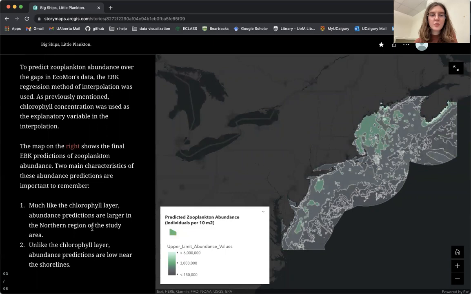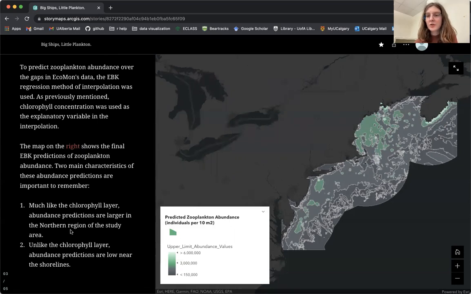So to predict the zooplankton abundance over the gaps, I used EBK regression, which is a method of interpolation. There's lots of methods of interpolation I could have used, but this was a straightforward one that had an explanatory variable I could input. And again, that explanatory variable was chlorophyll A concentration.